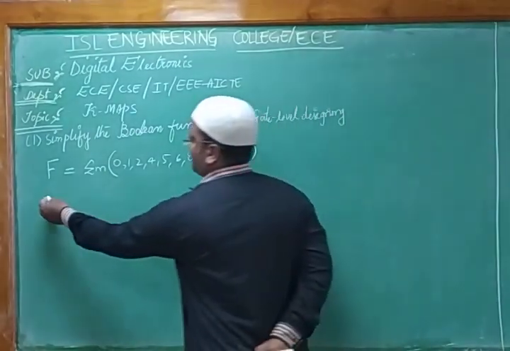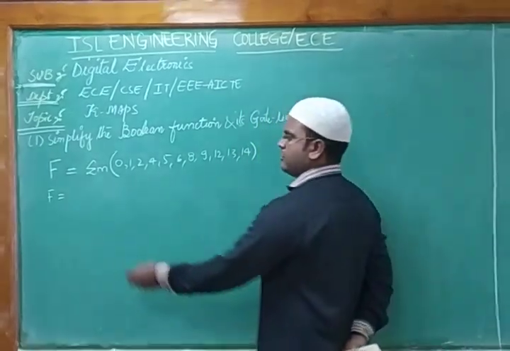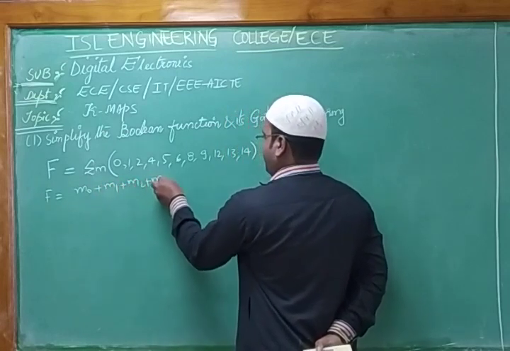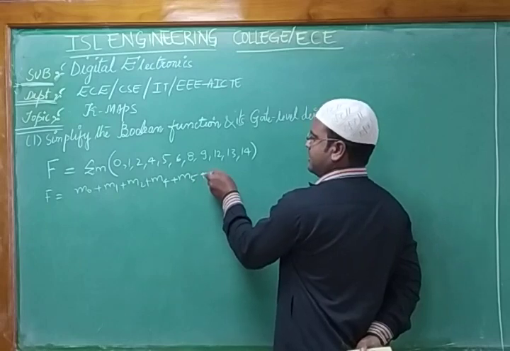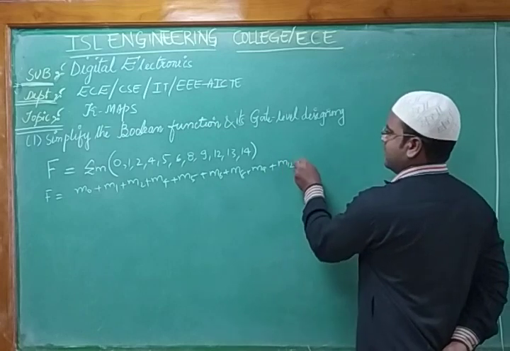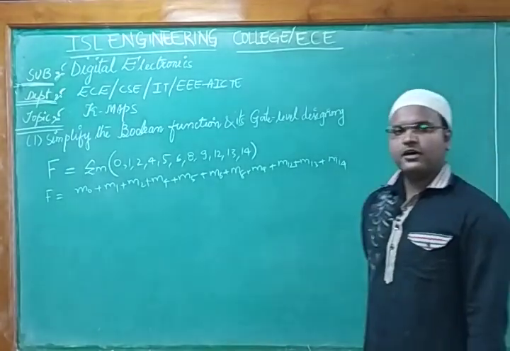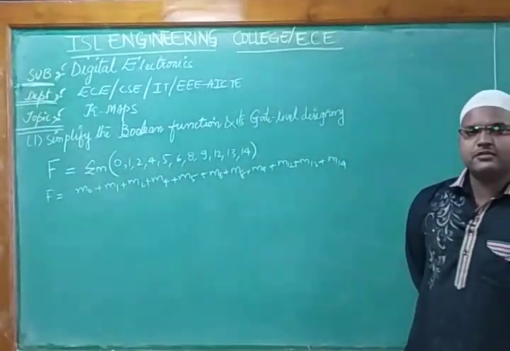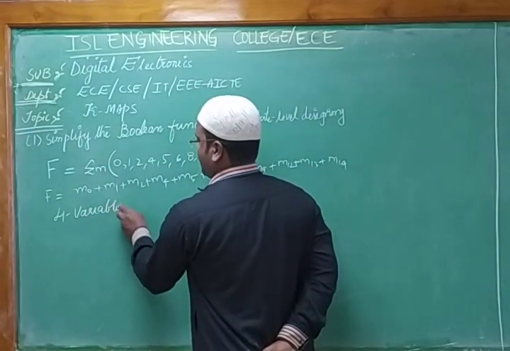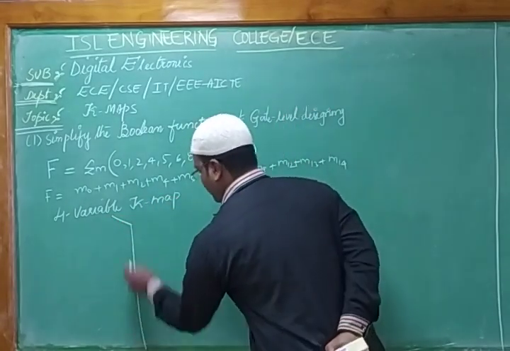First thing we have to write is f equals what is given. So what is the f value given? F equals min terms m0 plus m1, m2, m4, m5, m6, m8, m9, m12, m13 and m14. So these are the min terms they gave. Since the values range from 0 to 15, that means it's a 4 variable K-map. So we are designing a 4 variable K-map for this particular problem.